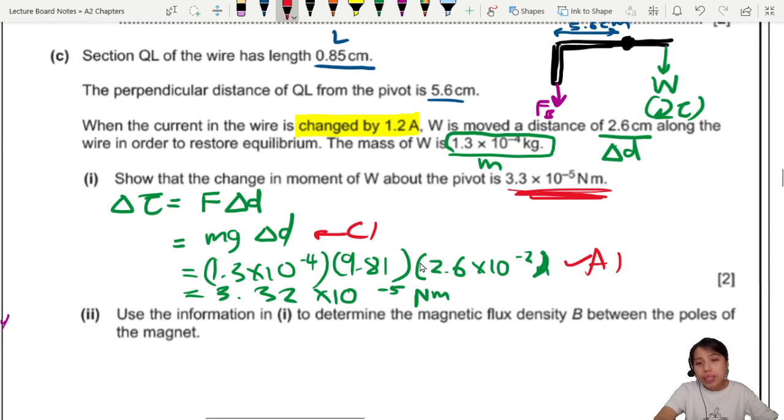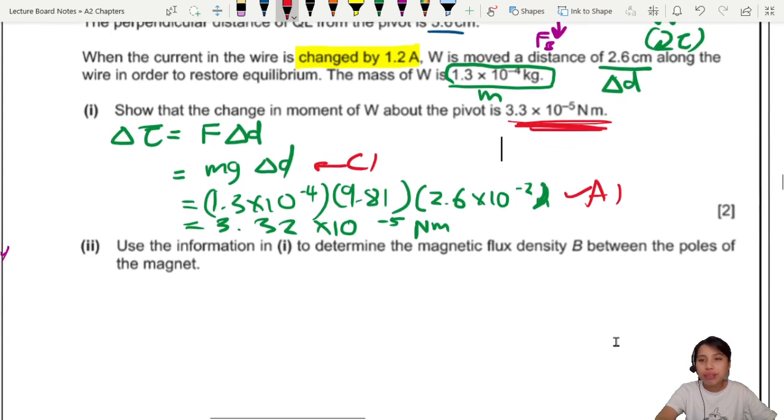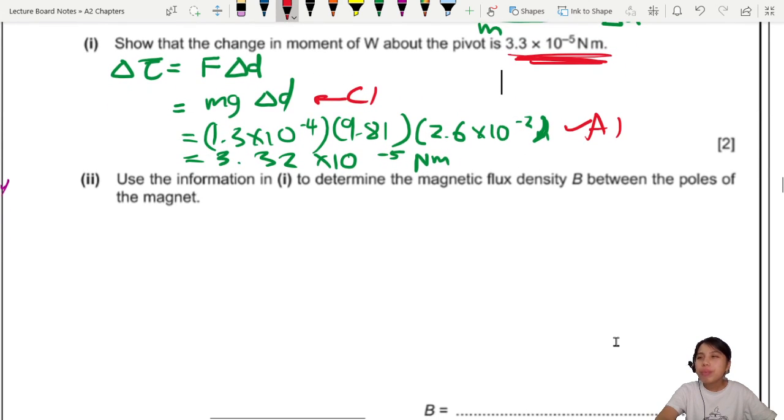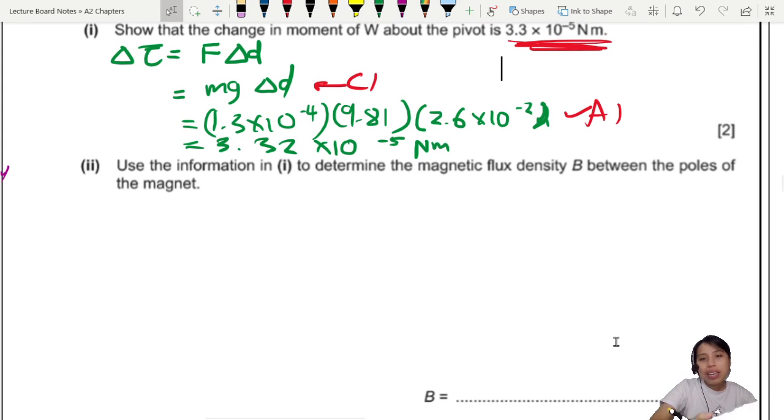If you got stuck here during an exam, just skip this question, use the value they gave and continue on, if you can. Last part: use the information to determine the magnetic flux density between the poles of the magnet. Wow, you kind of have to think a little bit. If this is your first time doing this, pause the video and try this question properly. Maybe try out some ideas and see if it works or not. Then come back and we go through these steps together.